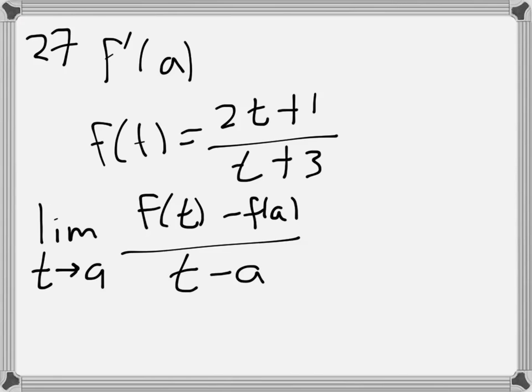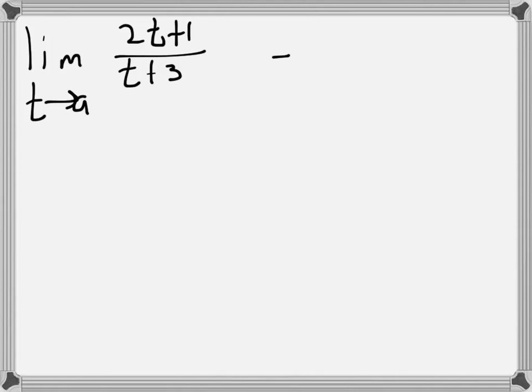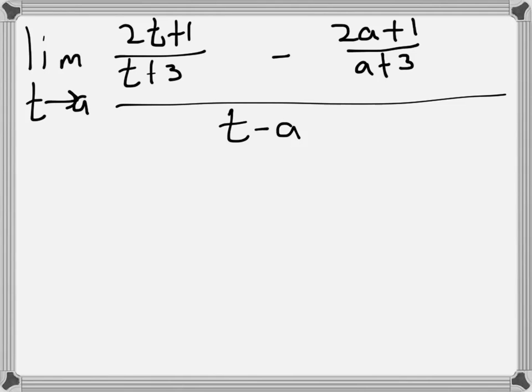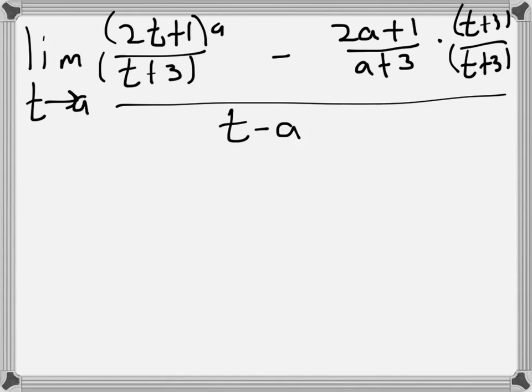So that definition, let me get a clean sheet here. f of t is just the function that I wrote, 2t plus 1 over t plus 3, and then minus plugging in a. So if I plug in a, it's just 2a plus 1 over a plus 3. And that's all over t minus a. So I do the same work where I try to combine the fractions, but I need a common denominator, and so that's going to be t plus 3 times a plus 3. So this one needs a t plus 3 over t plus 3. This one needs an a plus 3 over an a plus 3.